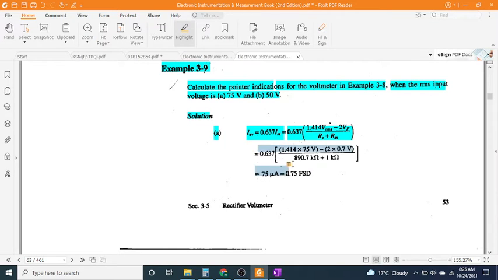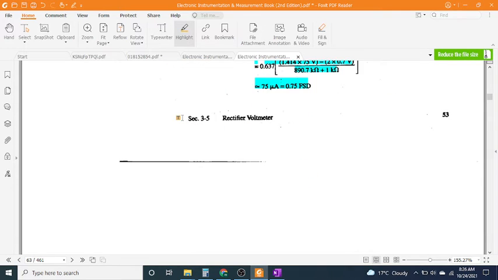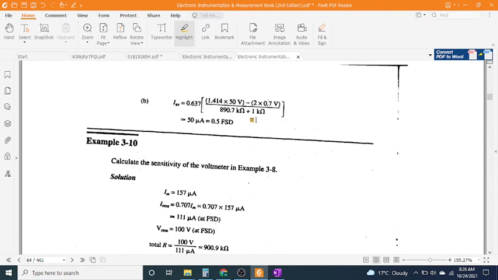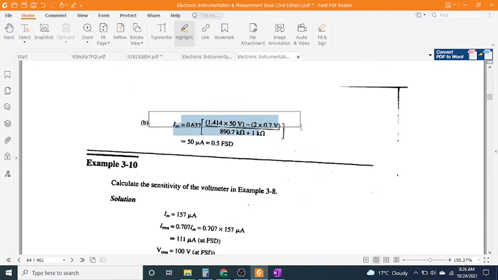Equals 0.637, 1.414 × 75 V, 2 × 0.7 V equals 75 µA equals 0.75 FSD. Section 3-5 Rectifier Voltmeter. 1.414 × 50 V, 2 × 0.7 V, equals 0.637 × ... 890.7 kΩ plus 1 kΩ equals 50 µA equals 0.5 FSD.